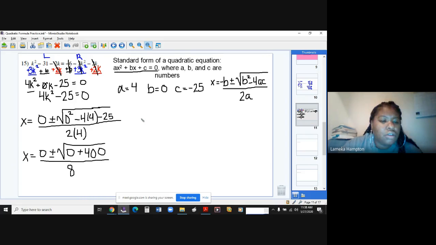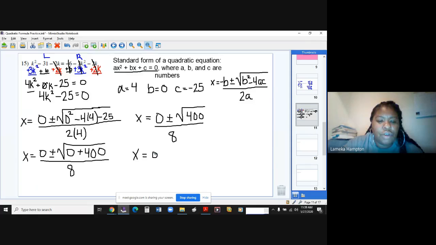All right. So now I'm going to mosey on over here and finish this problem. So that's going to give me 400. So I can take the square root of 400, and that's going to leave me with a positive 20 and a negative 20. Okay, so I'm going to write both answers over here.